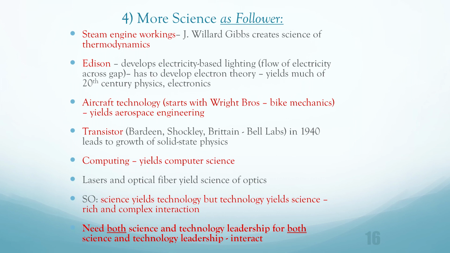Edison is the other way around. Edison is trying to do a very practical electrical technology, the light bulb, but he stumbles into science, something called the Edison effect, which is kind of an early way of looking at electron theory. But this development of electricity yields all kinds of follow-on scientific advances. Aircraft technology starts with the Wright brothers, who were mechanics, tinkerers, but then leads to very deep aerospace engineering. The transistor is an attempt to solve a practical problem, high-speed switching.